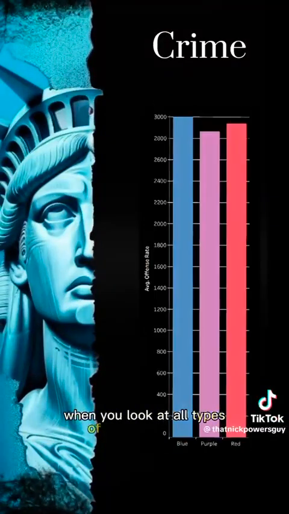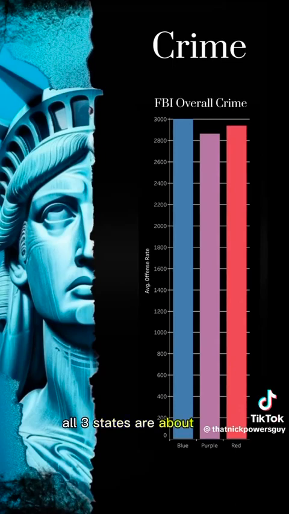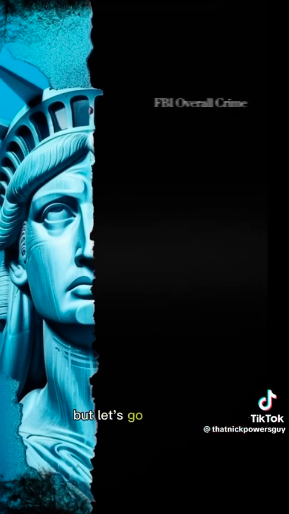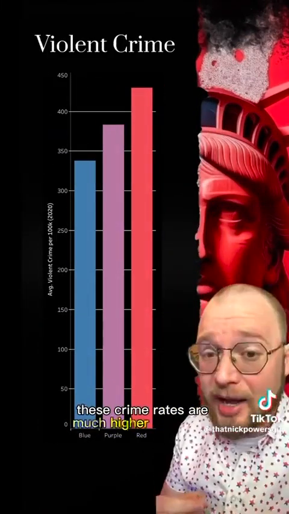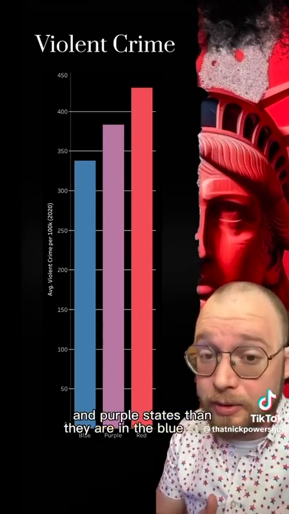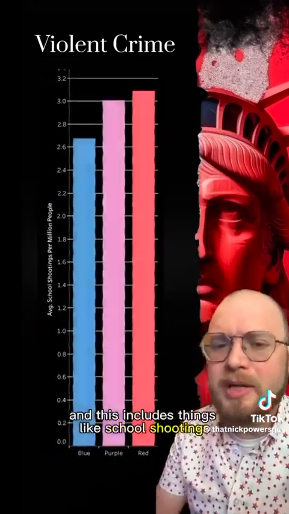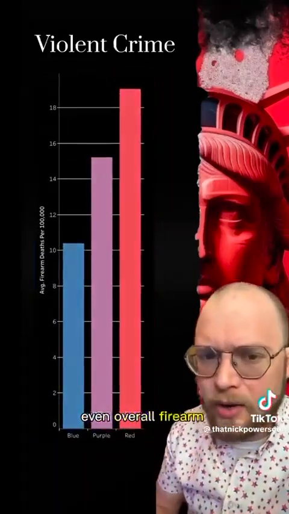When you look at all types of crime per capita, all three states are about even. However, the overall crime rates in the blue states are just a little bit higher, but let's go ahead and look at the types of crime. When we look at overall violent crime, these crime rates are much higher in the red states and purple states than they are in the blue states. And this includes things like school shootings, breaking and entering, even overall firearm related deaths.